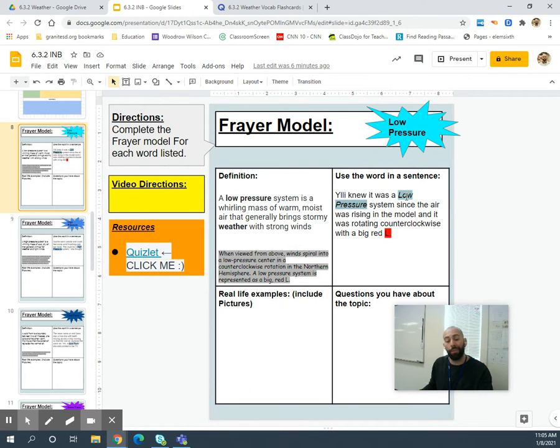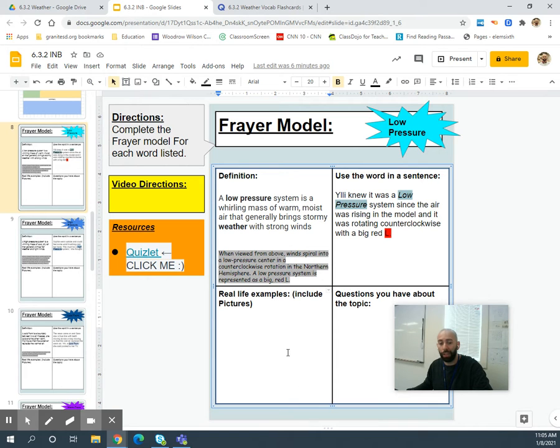So if you read the definition and you have no idea what it's saying, I would go immediately to the sentence on the right and try to read that and see if that makes any more sense. Once you are done with those two boxes, you're going to go down below, and there's two more. On the bottom left, the one that says real life examples include pictures, I would insert a picture here. So you can see that that one is completely blank down here. I need to put stuff there.